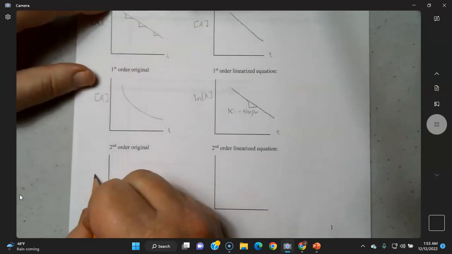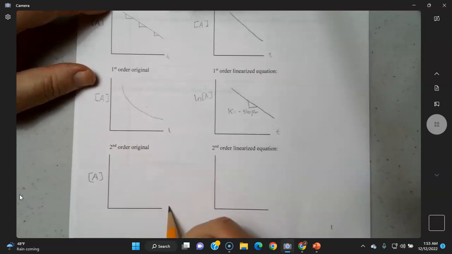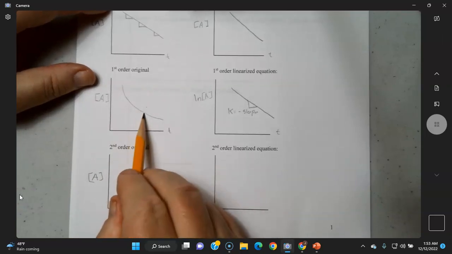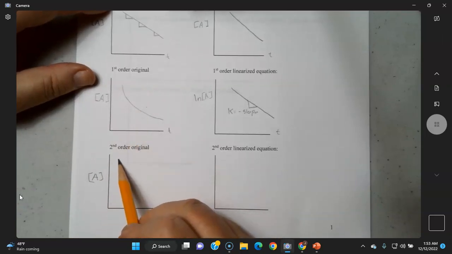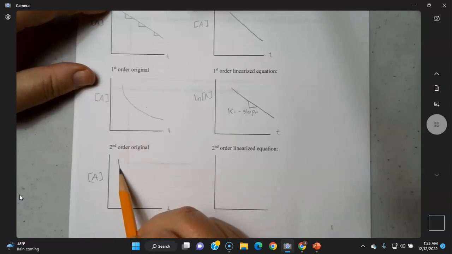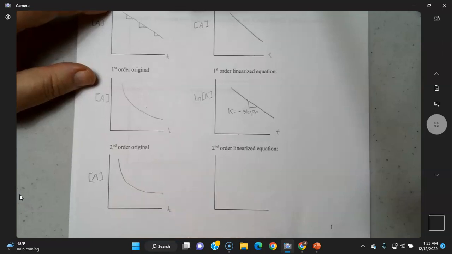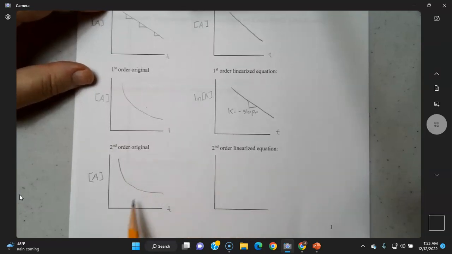Now if we do the concentration of a second order versus time, it has a slightly different shape than this, but it's almost undetectable what that difference is. It's a little bit steeper, curves a little sharper, and it ends up a little bit flatter like that. So that's what it would look like.